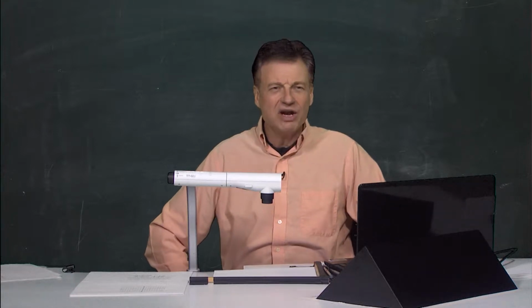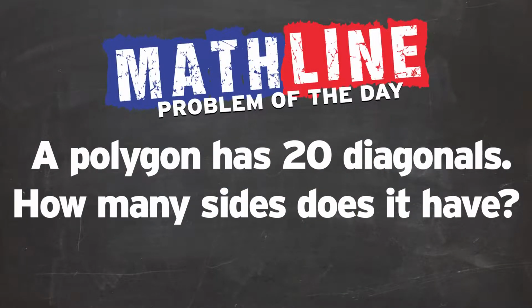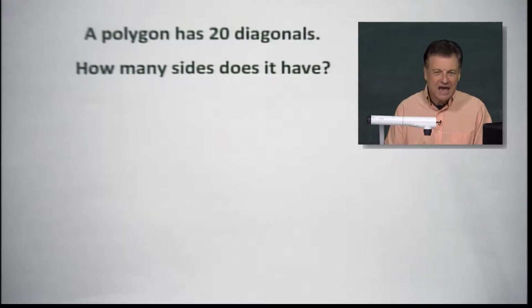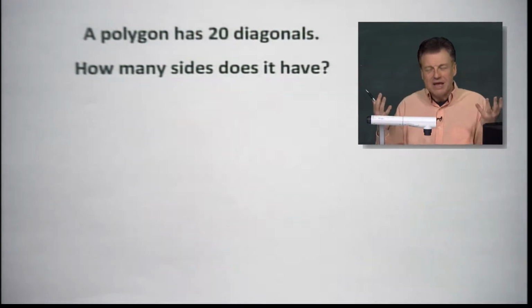And let's get you cranking here with problem of the day. Today we're going geometry. A polygon has 20 diagonals. So how many sides does it have? Wow, that's kind of a crazy thought, all right? A polygon has 20 diagonals, so how many sides do we come up with?